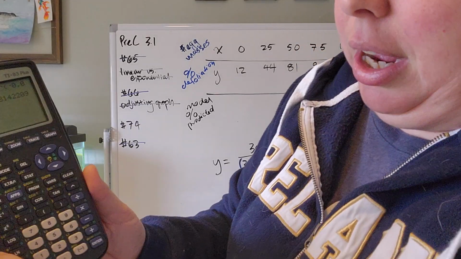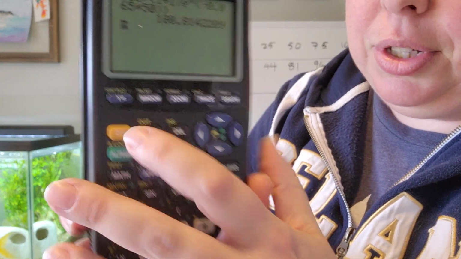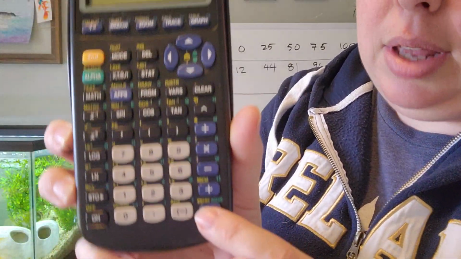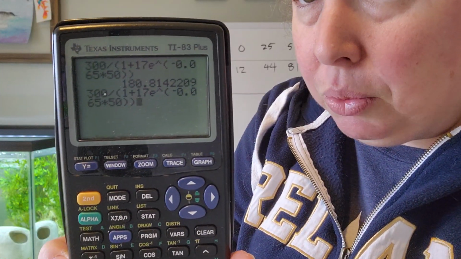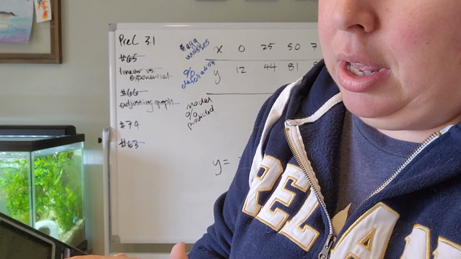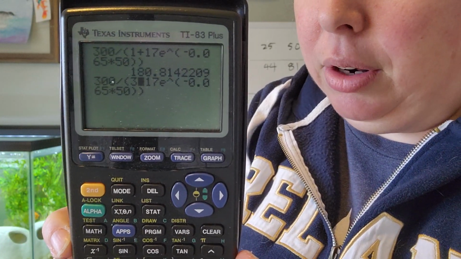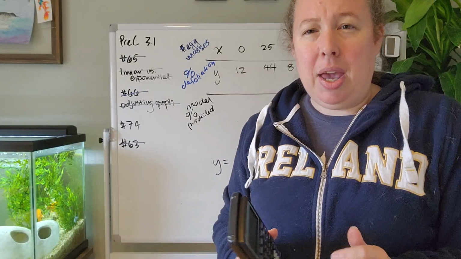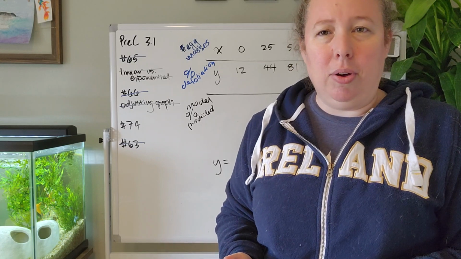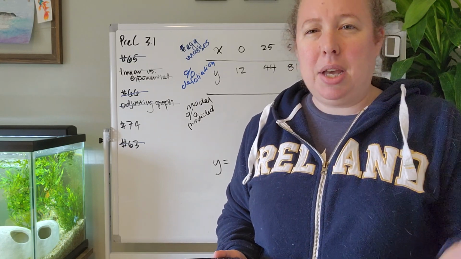Here's a neat little trick. I'm going to go to second, enter, and it's going to re-give me my equation, and I can actually just scroll up and write over that 1 with a 3.